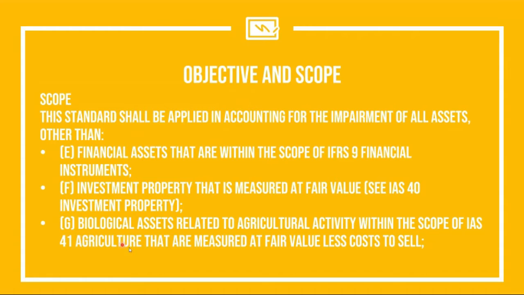And finally, letter G, biological assets related to agricultural activity within the scope of IAS 41 that are measured at fair value less cost to sell. So once again, the reason is because it is already measured at fair value less cost to sell. So there is no need to measure impairment losses because it is based on fair value already. But if it is using cost, then it will now be covered by IAS 36.